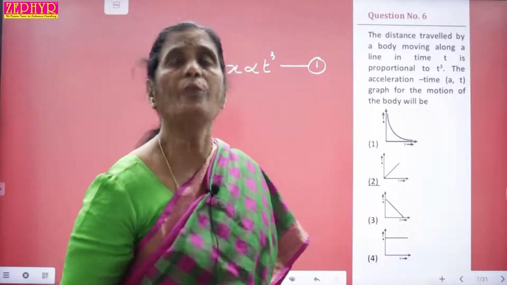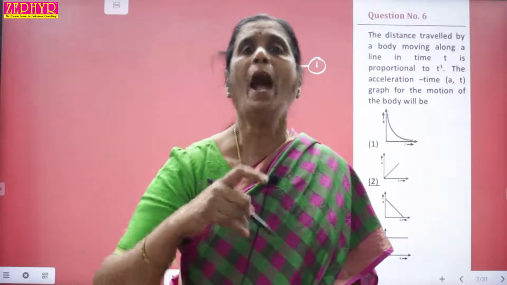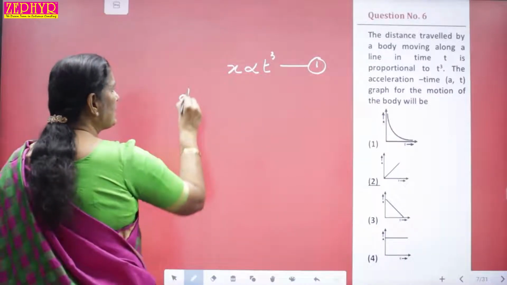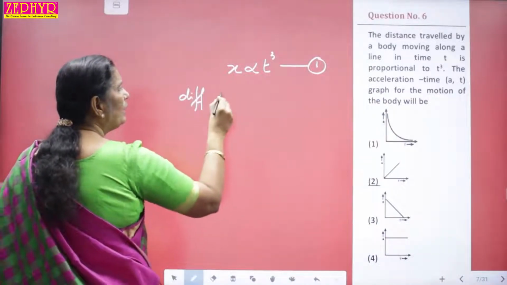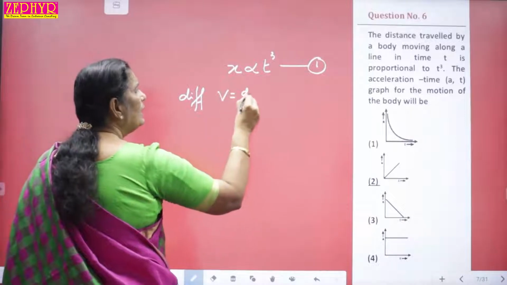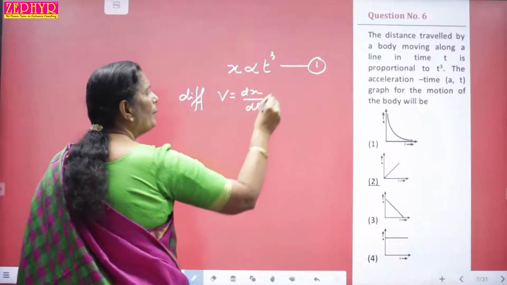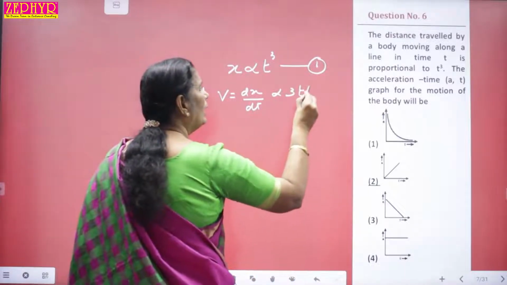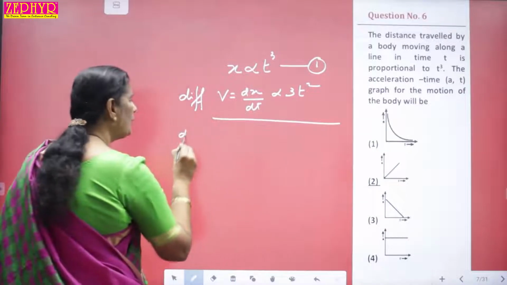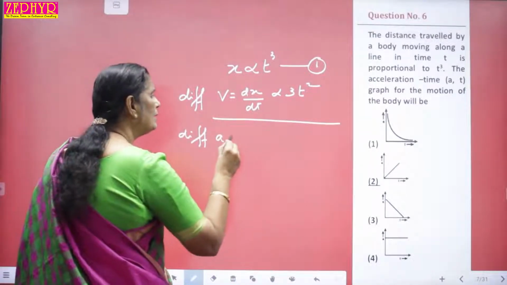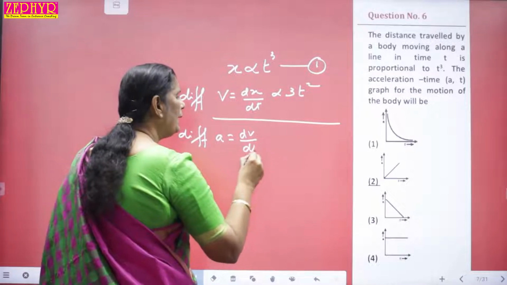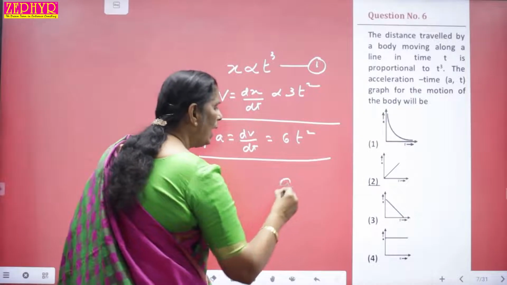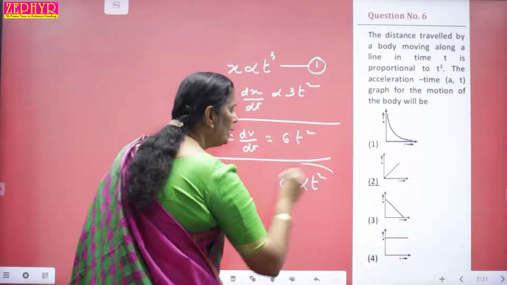So we have to form the relation between acceleration and time. After seeing the structure, we can say what type of graph it is. Again, same thing, only differentiate it. When you differentiate it, we get velocity, dx by dt, equal to 3t square. Again differentiate it because we have to reach acceleration. a is equal to dv by dt, which is 6t square.